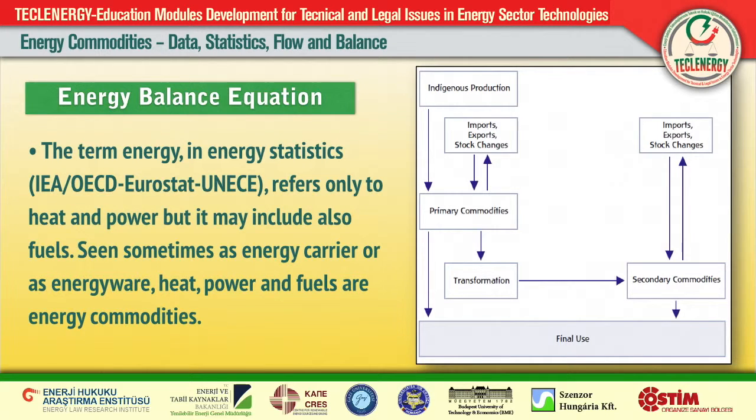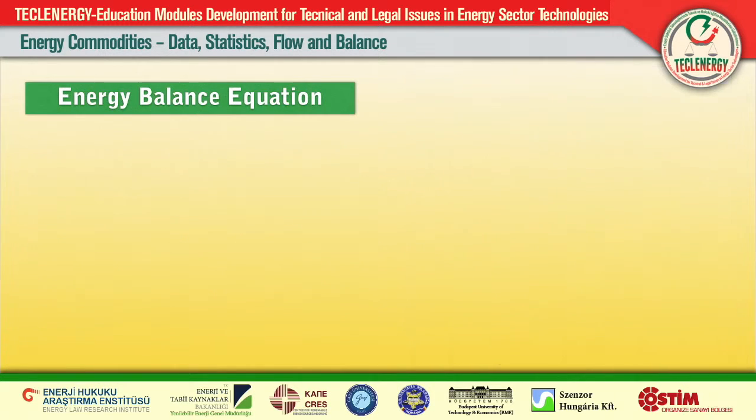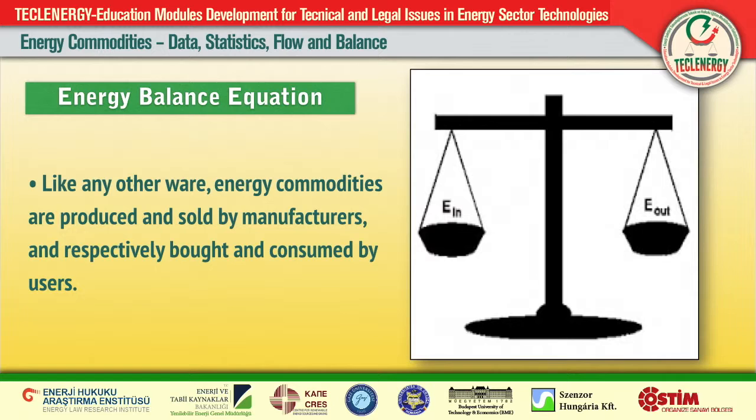Like any other ware, it is produced and then sold and bought or consumed. This happens like a flow, the energy commodity flow. Energy is expensive and its flow as a commodity is one of the most important in mankind's life. It's our major interest to keep track of it precisely.